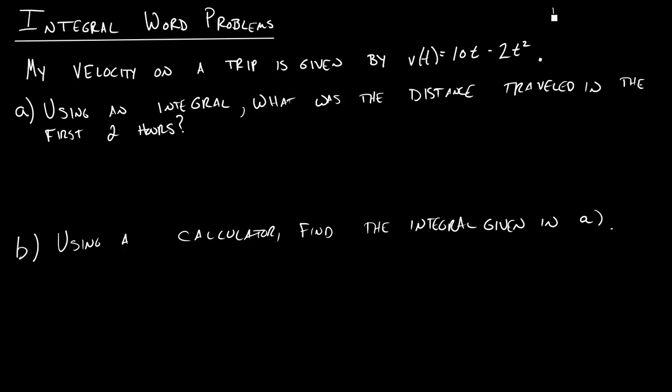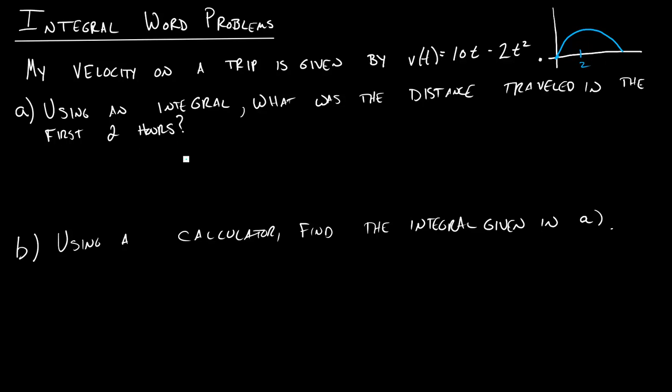So what does this equation look like? What does it mean? Well, it's telling me that my velocity starts off at 0. If you plug in 0, you'll get 0 out, and it goes up. It actually ends up being a parabola, and then it comes down. So I start off the trip by traveling a little bit slow, get faster, faster, faster, and then I slow down. And so it says, using an integral, what was the distance traveled in the first 2 hours?